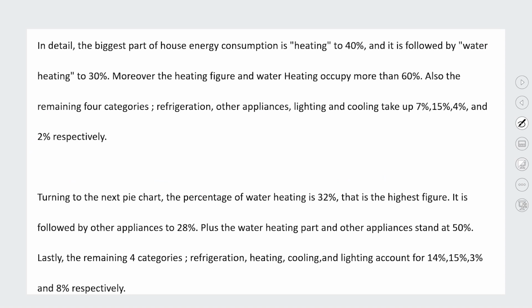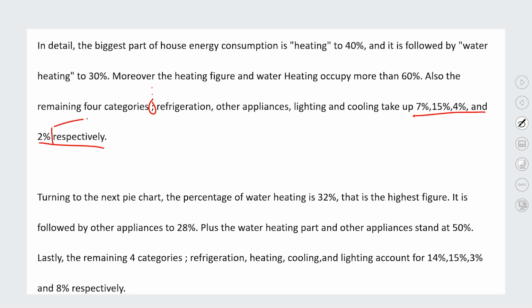In detail, the biggest part of house energy consumption is heating, up to 40%, followed by water heating to 30%. Moreover, the heating figure and water heating occupy more than 60%. Also, the remaining four categories, refrigeration, other appliances, lighting and cooling, take up 7%, 15%, 4%, and 2% respectively. Okay, so this is quite a good way of conveying a lot of information.